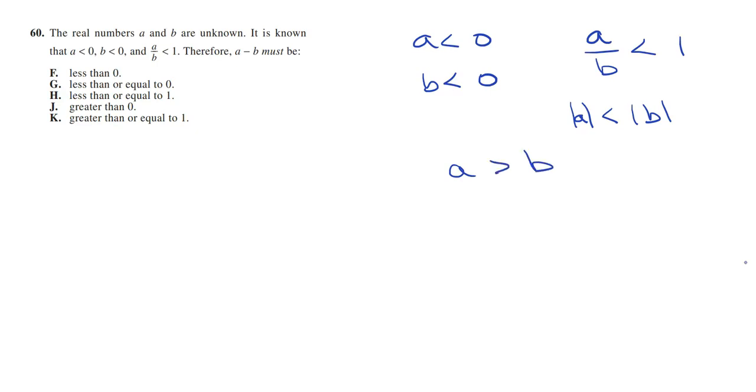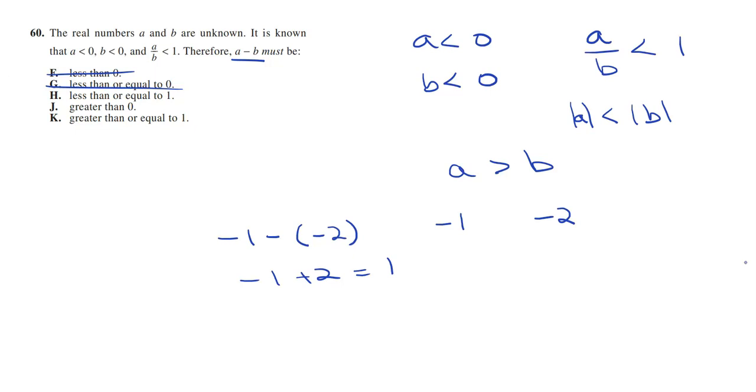So let's pick any value of A, and we can start with 1 and 2. So A is going to be negative 1, B is negative 2. So we are going to now put that in here. A minus B, A is negative 1 minus negative 2, negative 1 plus 2, which is equal to 1. So let's use this to see if we can eliminate some answer choices. Less than 0, no. Less than or equal to 0, no. Less than or equal to 1, potentially. Greater than 0, potentially. Greater than or equal to 1, potentially.